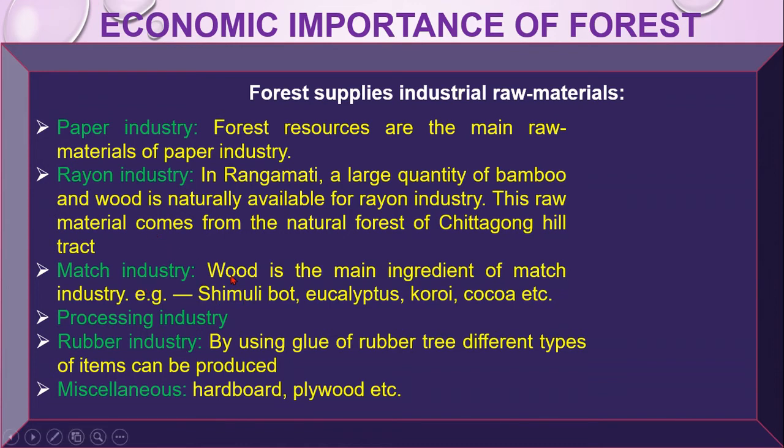Then match industry, like we use the shimuli board, eucalyptus, koroi, cocoa, this type of wood for making matches in the match industry. Then processing industry, we use this as well. Even rubber industry, by using glue of the rubber tree, different types of items can be produced. And even hardboard, plywood, for this we use wood as an industrial material.